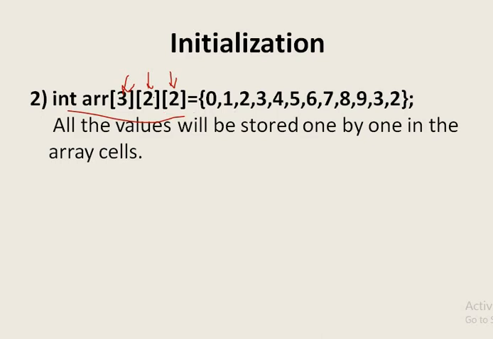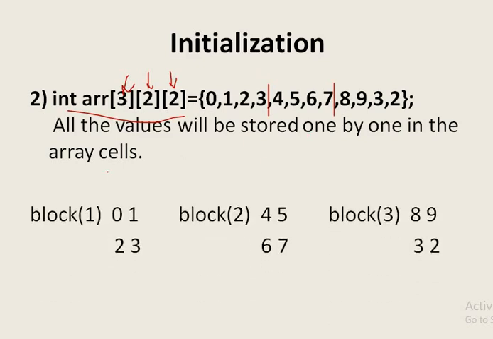So the first block will be having a 2 by 2 matrix, which is of 4 different elements. The first 2 by 2 matrix will be having 4 elements. Second block will be having again 4 elements, and the third block will also be having 4 elements. So this will be arranged in an order. So let us see how it will be looking like.